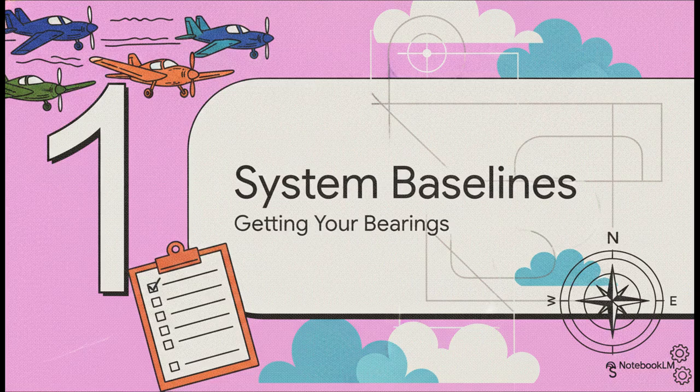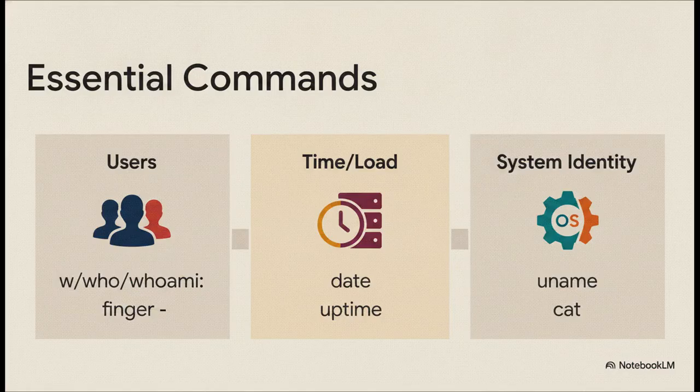Section 1 is Essential System Baselines, which is all about getting your bearings. Before we do anything else, we establish baselines, kind of like a pilot running through a mandatory pre-flight checklist. The very second you log in, you want to fire off these rapid-fire commands. Use w, who, or who am i to immediately see exactly who else is poking around in the system. Check your temporal state with date and let uptime tell you how long the server has been running alongside those absolutely crucial 1, 5, and 15-minute load averages.